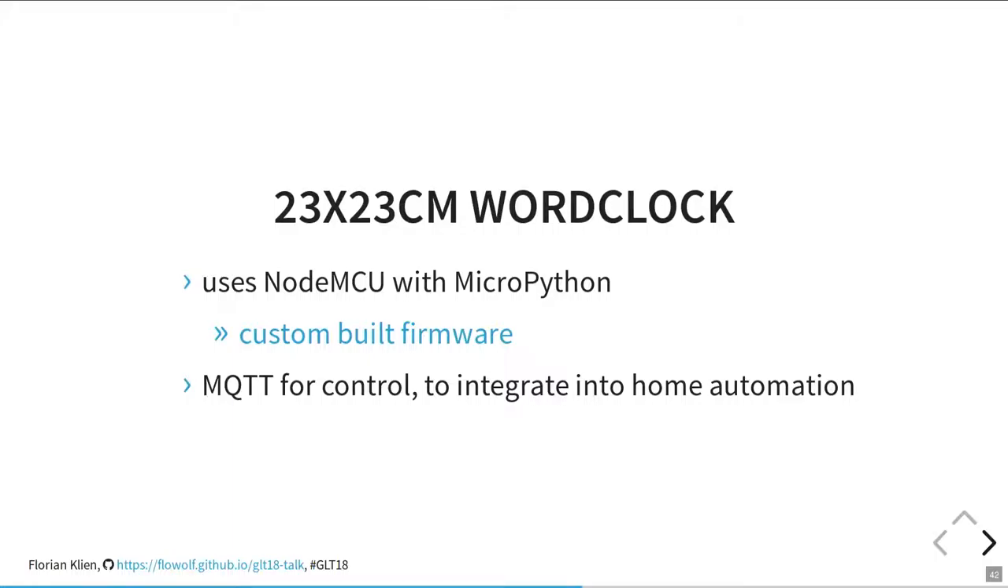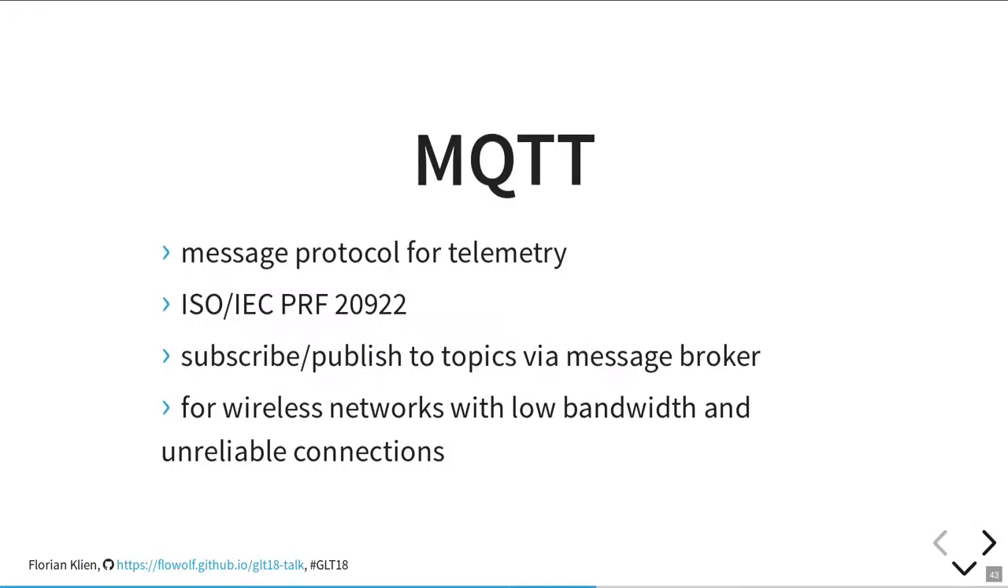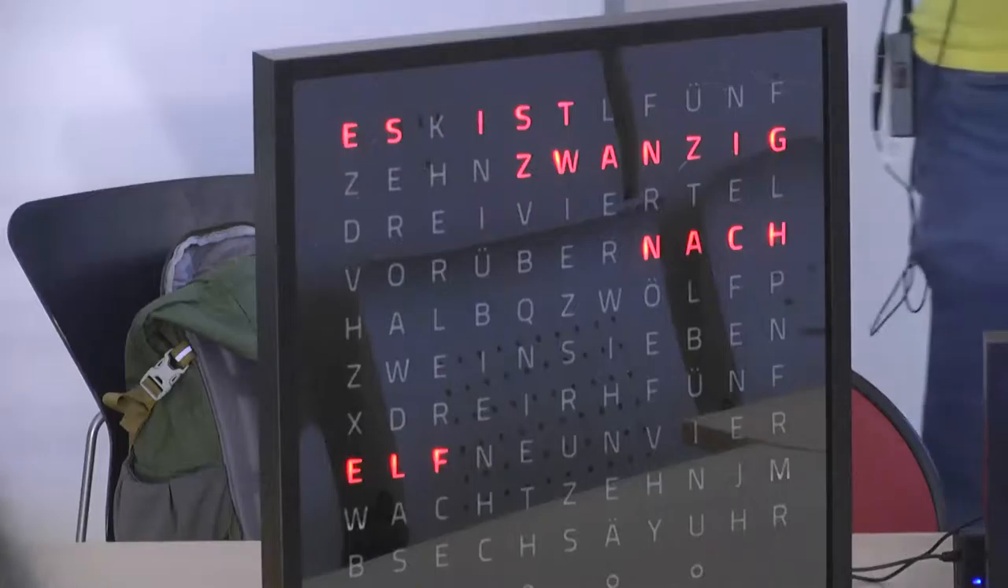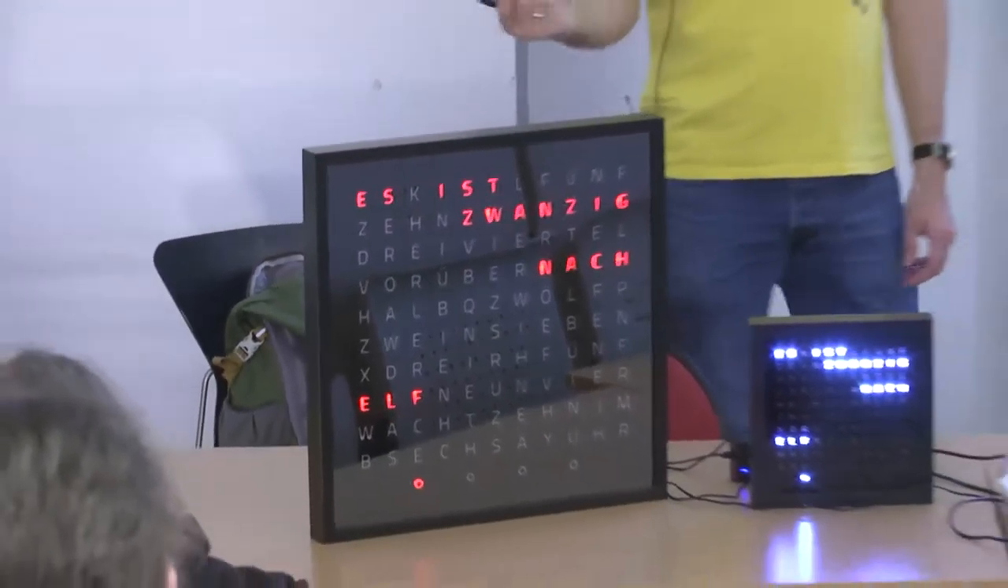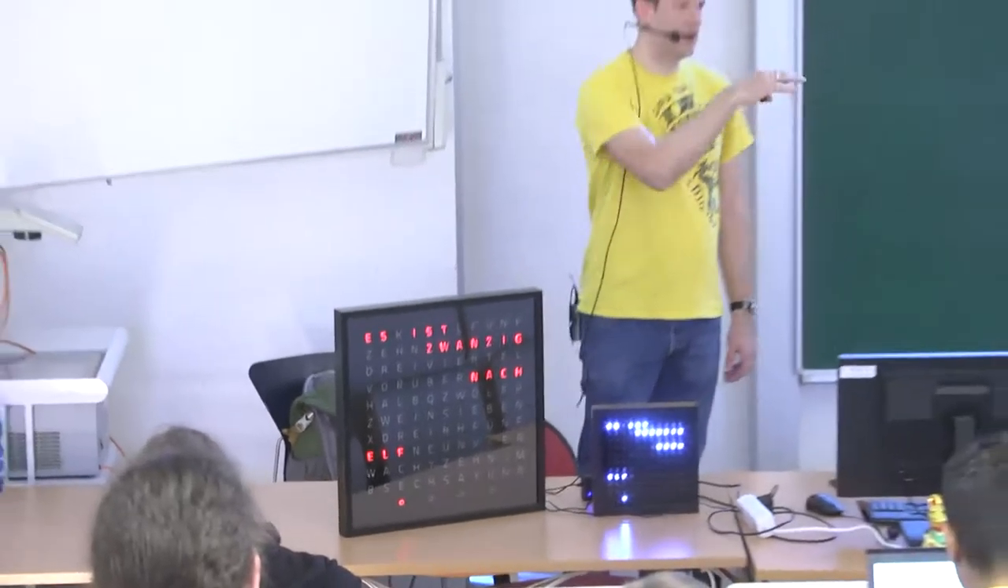And then the MQTT protocol I use to control it via my home automation. So MQTT, a quick abstract about MQTT: what it does is, it's a very little overhead telemetry protocol, which allows you to use tiny little sensors on a network to report their values to a central hub.